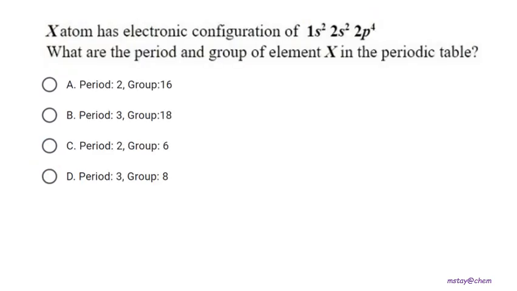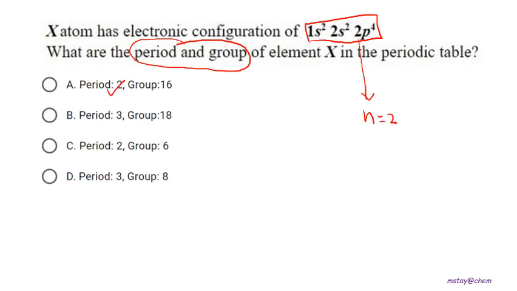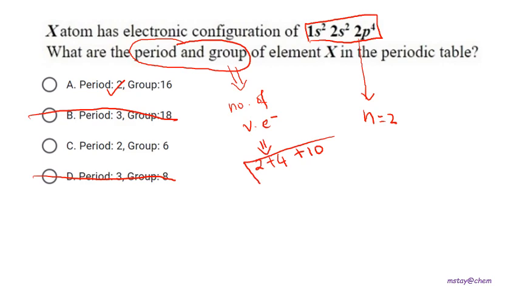Next question, 1s2, 2s2, 2p6. This is the electron configuration, and we are asked to look for the period and also the group. Since the highest energy level n is equal to 2, it means that it is period 2. So answers B and D will be out. And then if you want to know the group, we look for the number of valence electrons, which is 2 plus 4, because it is a p block element, so we add 10. So the total is 16. So the answer is A.